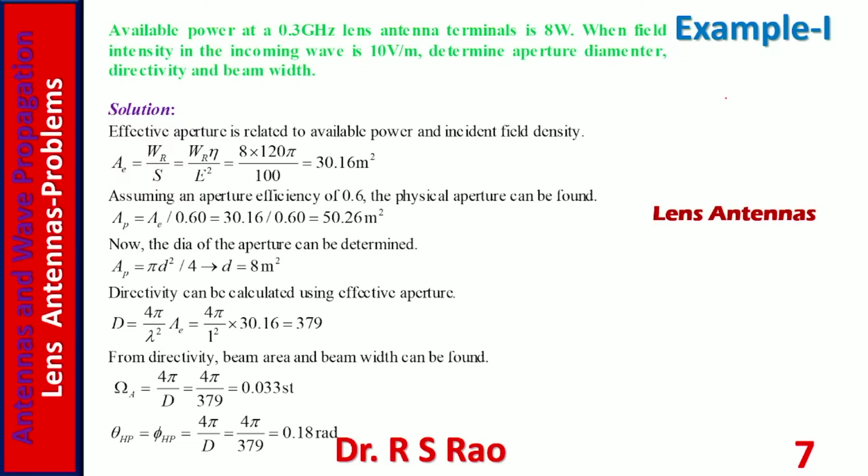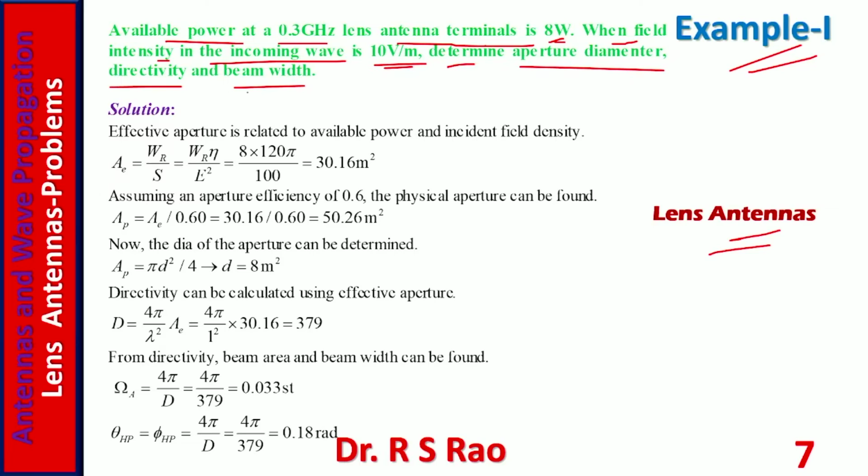Now we consider some problems. These problems are on lens antennas. Example 1. A problem on lens antennas. Available power at a 0.3 gigahertz lens antenna terminals is 8 watts, when field intensity in the incoming wave is 10 volts per meter. Determine aperture diameter, directivity and beam width. We are asked to find aperture diameter, directivity, beam width. Let us find them. Solution.